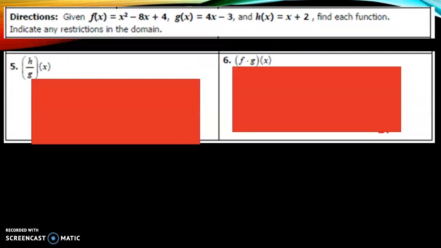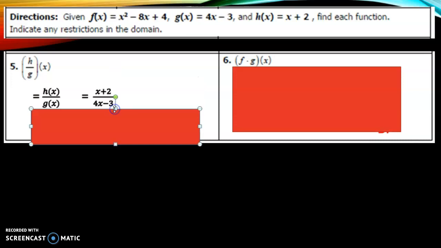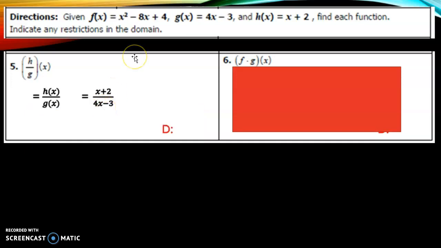Okay, let's just try a couple more of these examples and we'll move on. Same thing, f, g, and h. Here are our functions at the top, just for reference. Indicate any restricted domains. So number 5, again we're dividing h divided by g. So we're taking the function h divided by the function g. Well, the function h is x plus 2. The function g is g of x, or 4x minus 3.